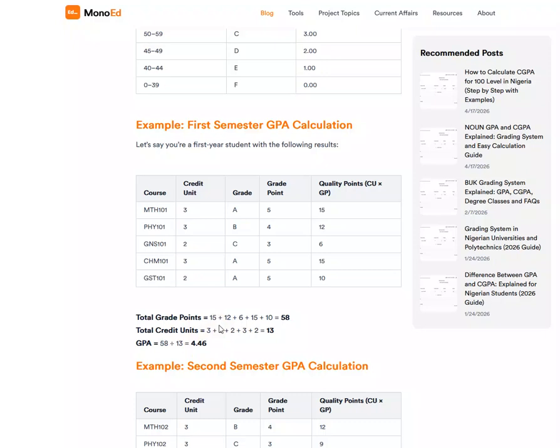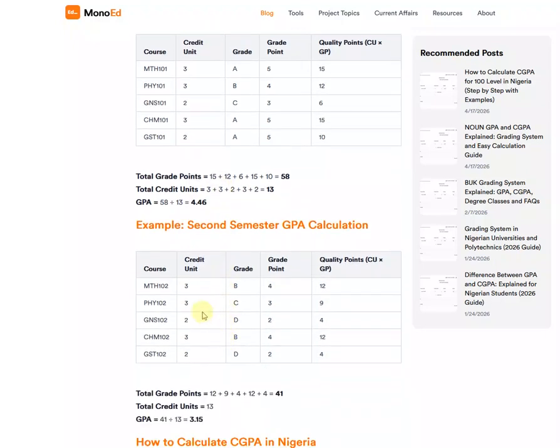Your grade point average. Same thing as second semester, you have these courses again. You accumulate all this. 3 times 4 is 12. 3 times 3 is 9. When you accumulate everything, what will end up happening is that your total grade point is this, 41. Your total credit unit is this, 13. What will happen? GPA is the total grade point divided by the total credit unit.